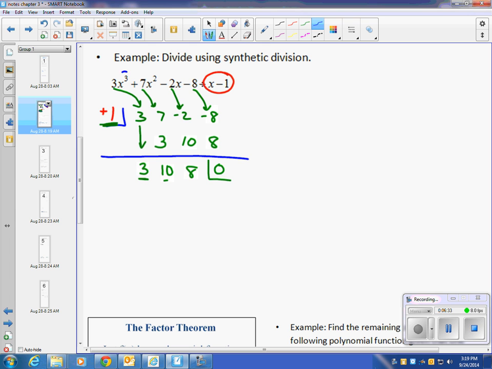We started with a third-degree polynomial. We divided by a first degree, so what's going to happen with the powers is that we drop by 1. So we've got 3x squared plus 10x plus 8. The last one is always our remainder, and we had a remainder of 0 here. Okay, awesome. Let's move on.